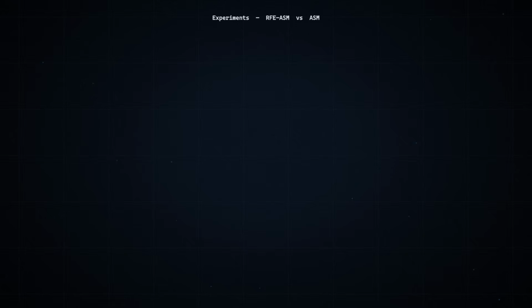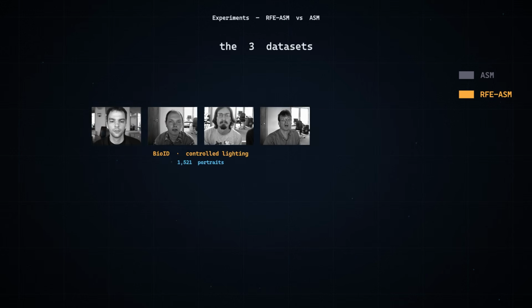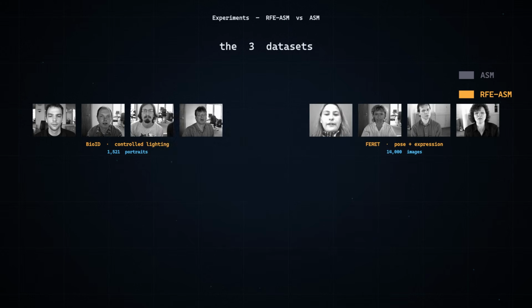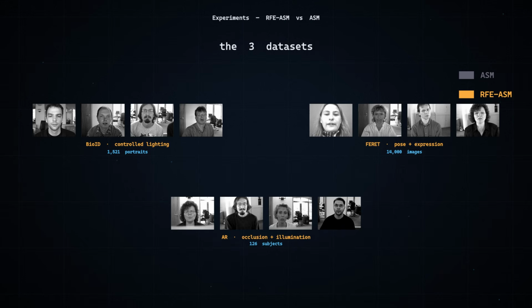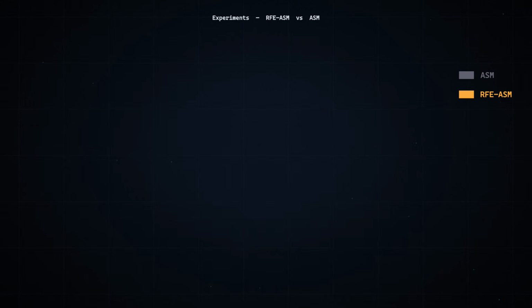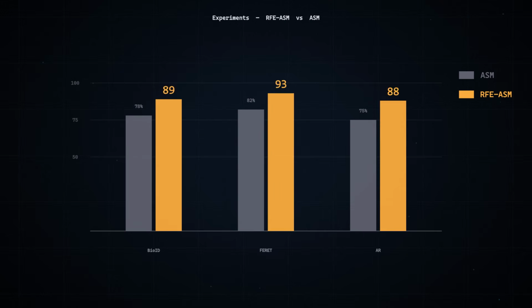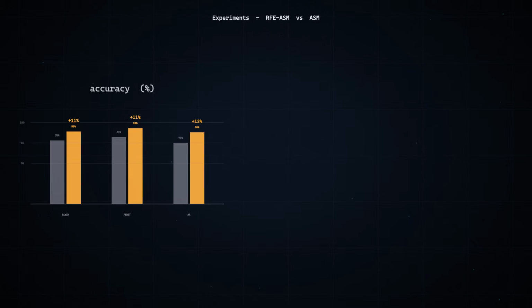Does any of this actually work? Time to measure. We put RFE-ASM head-to-head with a plain active shape model. 3 standard benchmarks: BioID, Ferret, and AR. First, accuracy. On every dataset, the refined method lands closer to the truth: the bars climb higher.